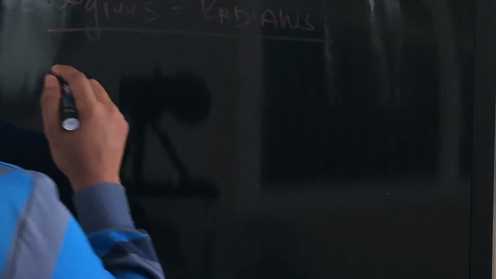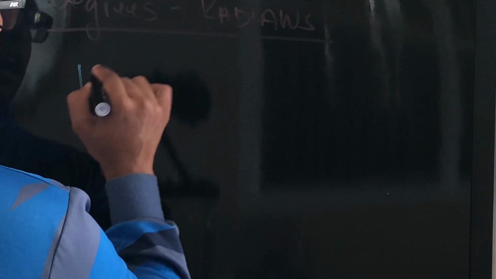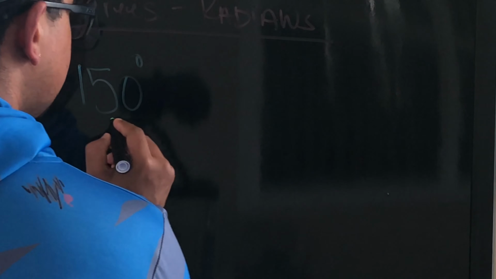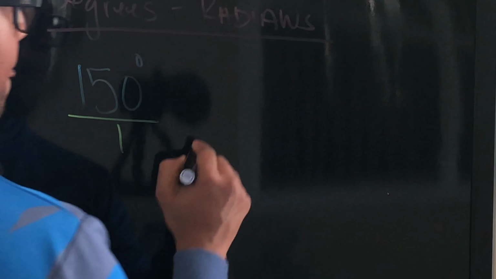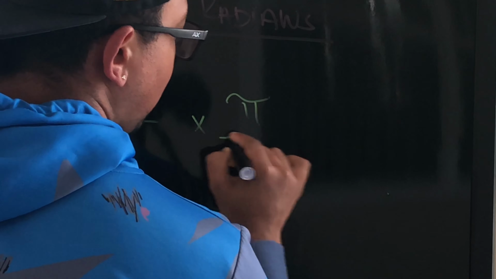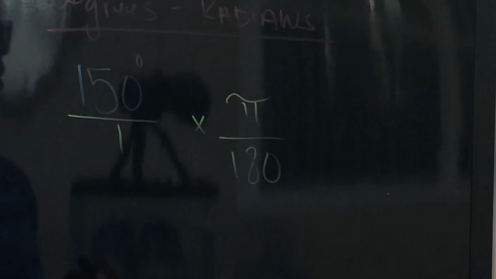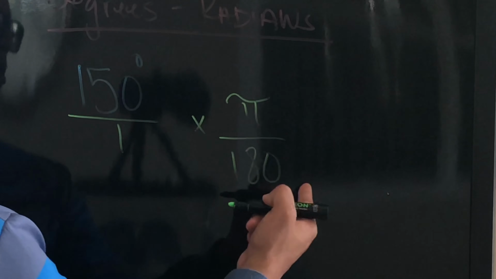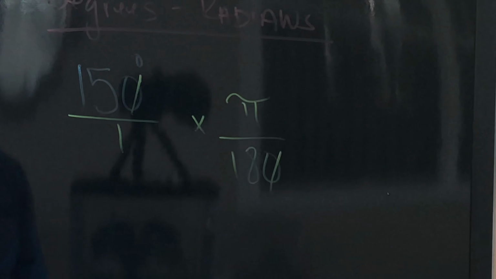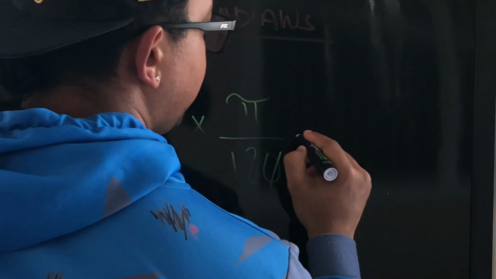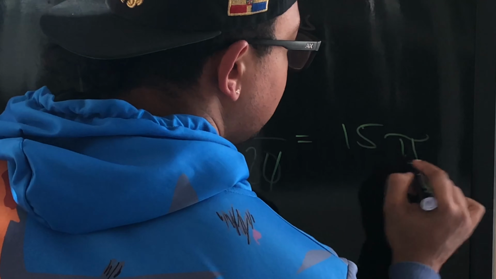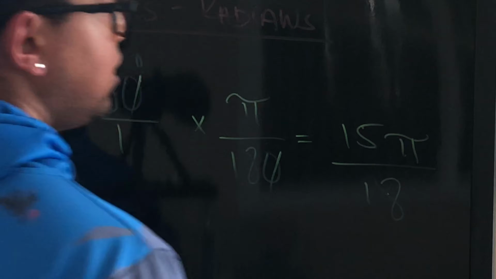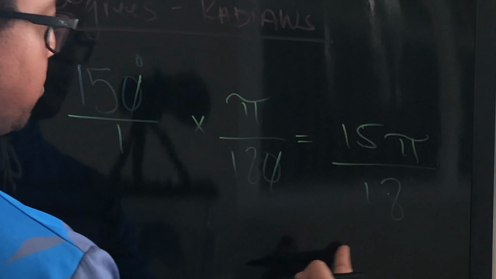Now, if I was to give you guys 150 degrees, and I said I want you to convert 150 degrees to radians, all right? Now what you're gonna do, like I said, is set this over 1, and then cross multiply it with pi over 180, okay? Now, like I said, you see the zeros here, they can cross out. You can cross out the 0, that's fine. So now you're left with 15 pi over 18. Now you can reduce these two.